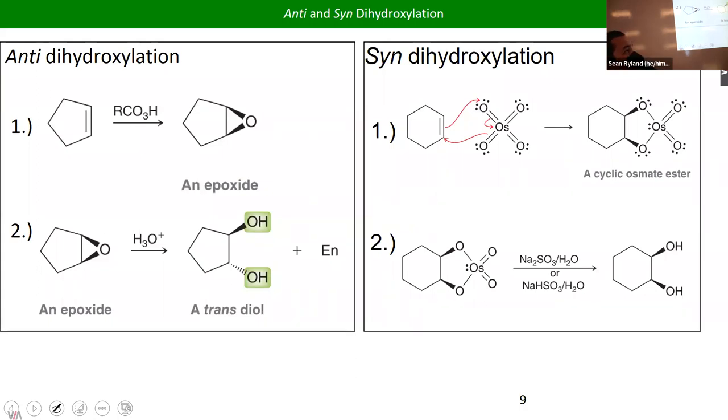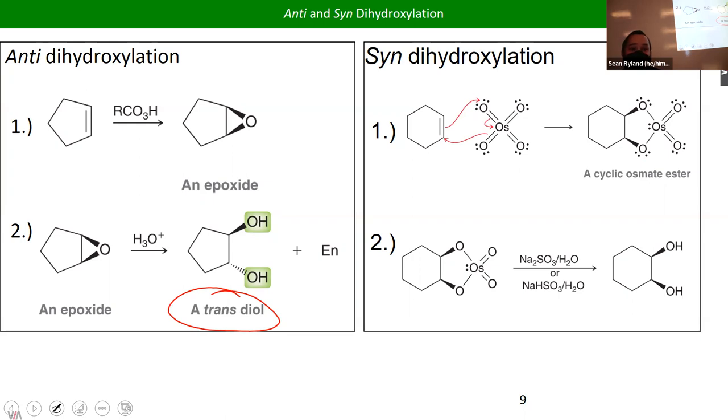Syn dihydroxylation uses osmium tetraoxide, which is pretty nasty. Osmium itself is pretty toxic in general, and in this case it has an oxidation state of +8. So it's a very reactive molecule for several reasons, very toxic for several reasons. But in this case, it winds up being very useful because, instead of making a trans diol, it gives us a way to make a cis diol. So same net result, except we wind up adding the two OHs to the same side.